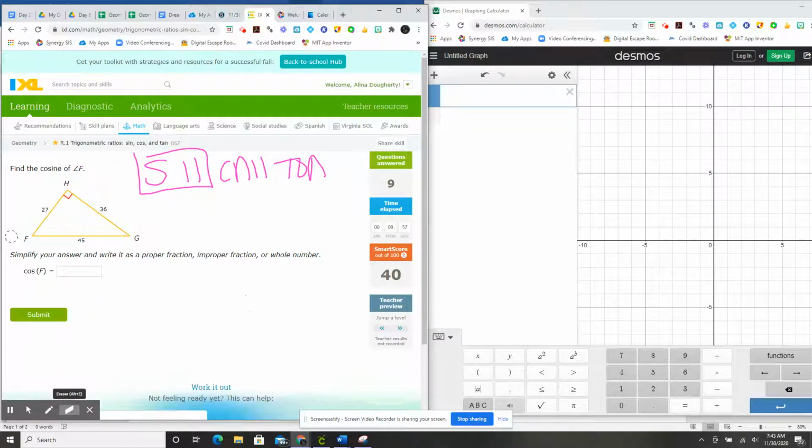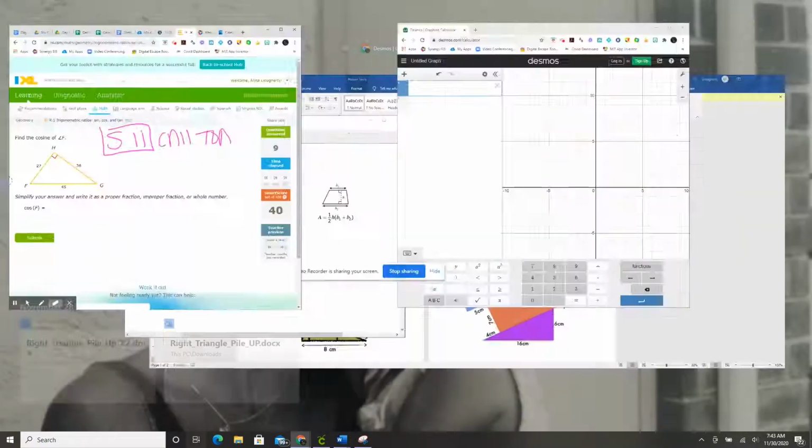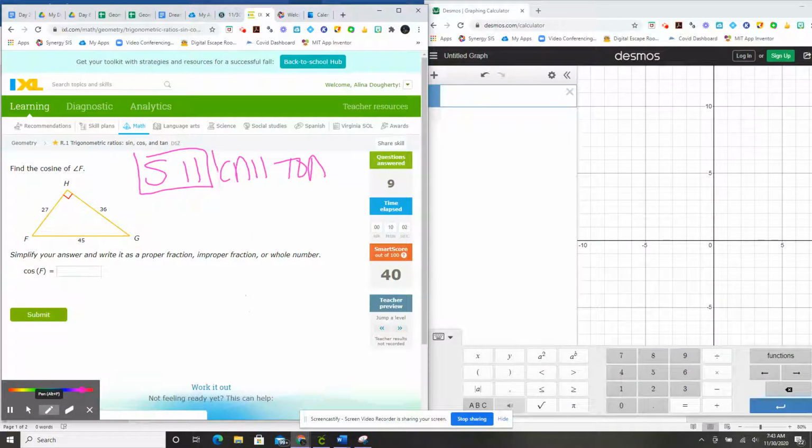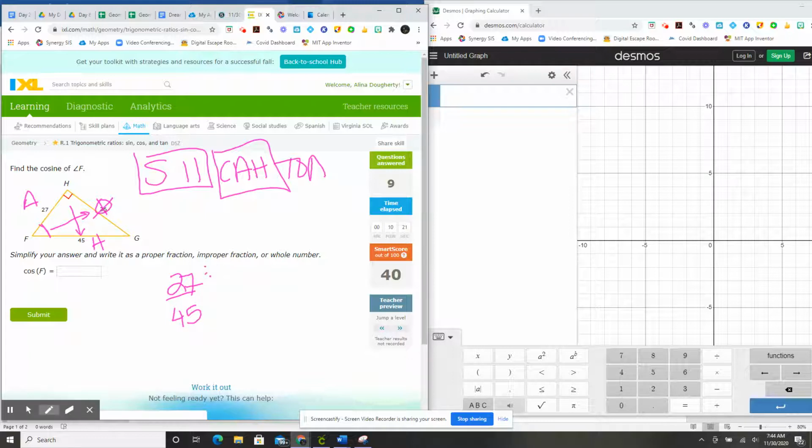So now I've got cosine again, cosine adjacent over hypotenuse. So I'm going to start with F, go opposite. I don't need that. That means this is adjacent and this is hypotenuse because it's opposite that right angle. So we're going to have 27 over 45. This time I think they're both divisible by 3.